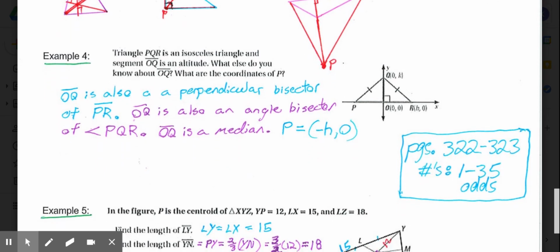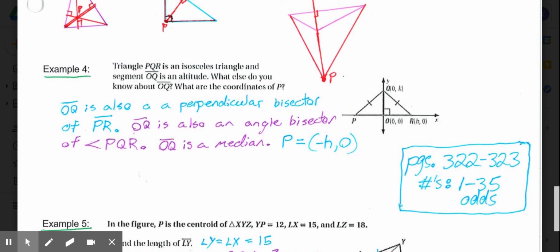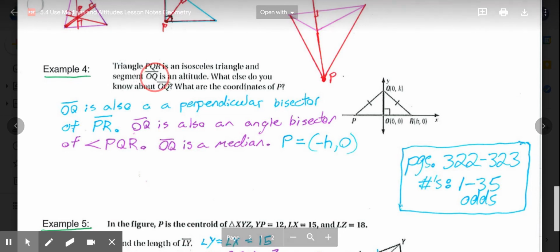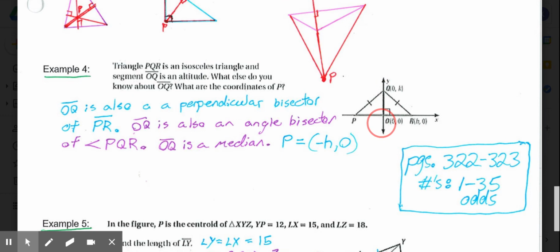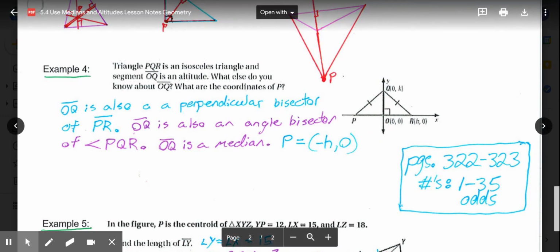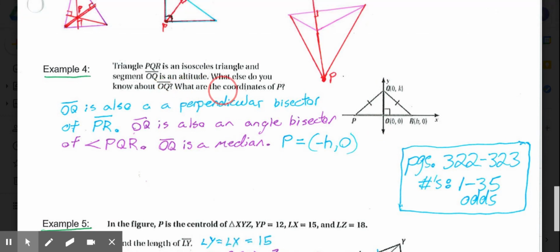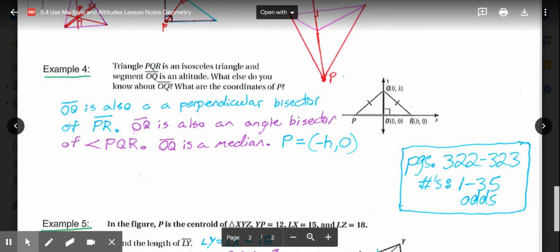And then we get to our final couple ideas. So in these final few ideas, it says triangle PQR is an isosceles triangle. So that means two sides are congruent. And segment OQ is an altitude. So OQ here is an altitude. What else do we know about OQ? What are the coordinates of P? So we're trying to answer two things. What do we know about OQ? And what are the coordinates of P?